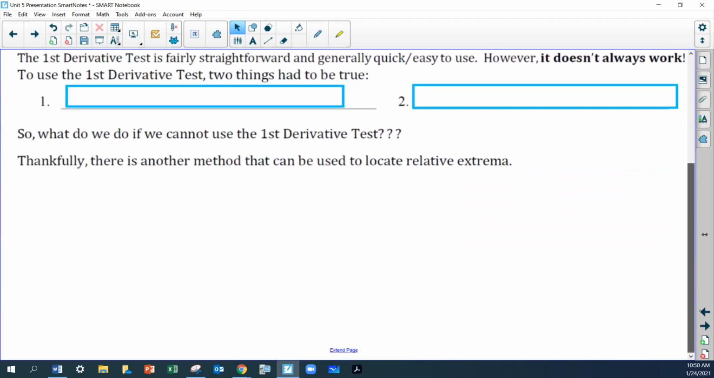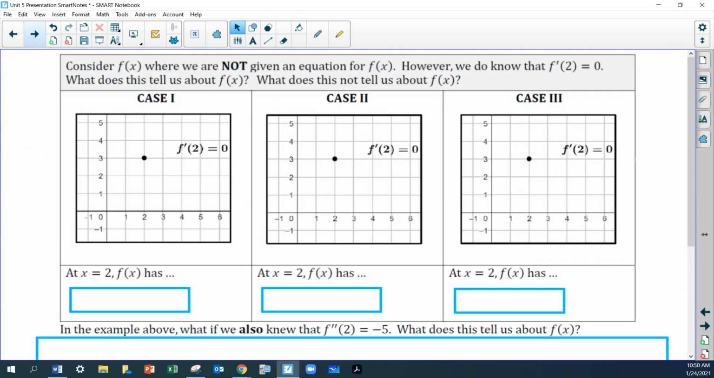Well, if we can't use the first derivative test, there may be another way to find that extrema. So let's just consider this. Consider an f of x where we're not given the equation for f of x. However, we do know that f prime of 2 was equal to 0. What does this tell us about f of x? What does this not tell us about f of x?